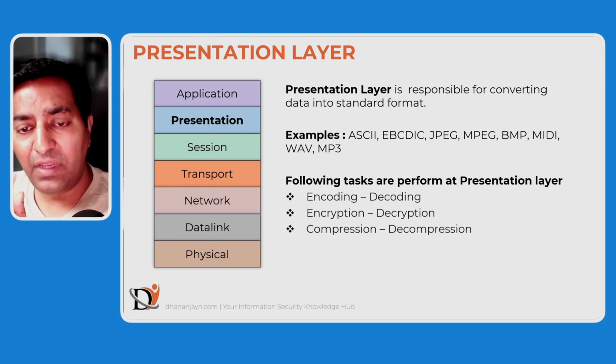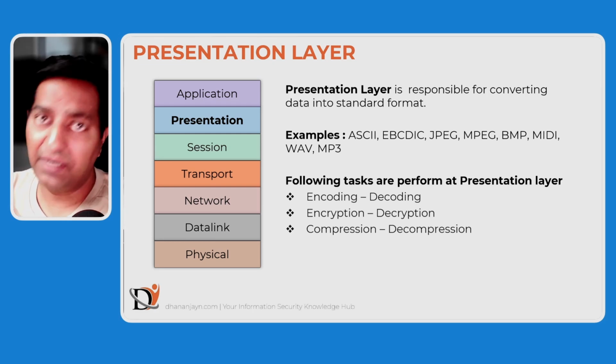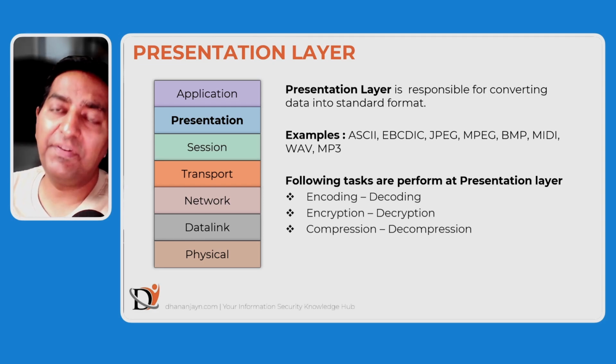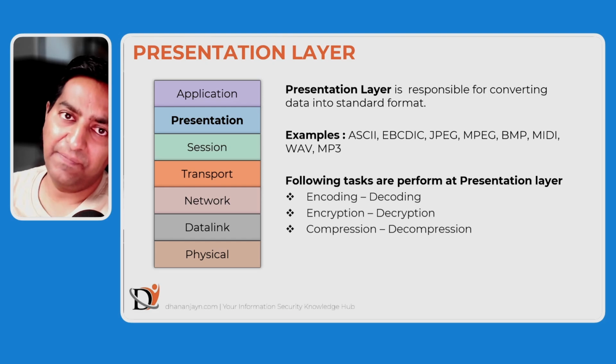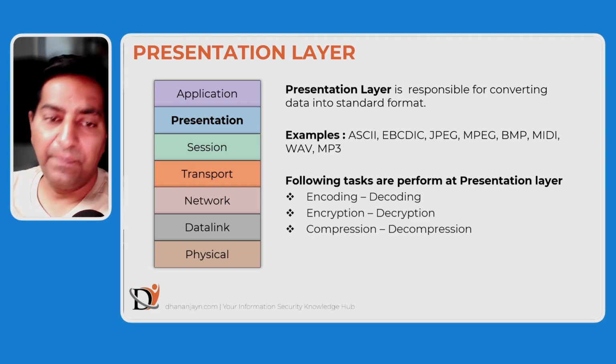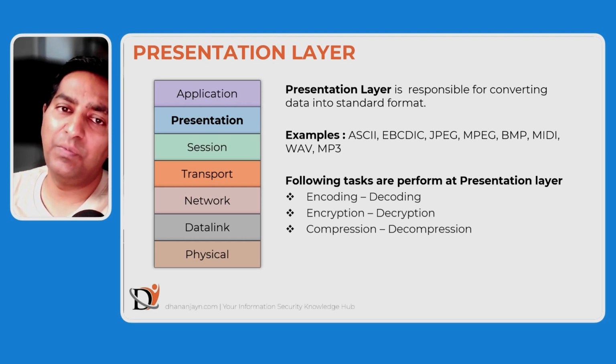The second thing is compression and decompression. This is an additional aspect handled by the presentation layer, because to send data efficiently on the internet or on the network, the data has to be compressed so that it can be transferred efficiently. Looking at the bandwidth, this compression mechanism comes into the picture.